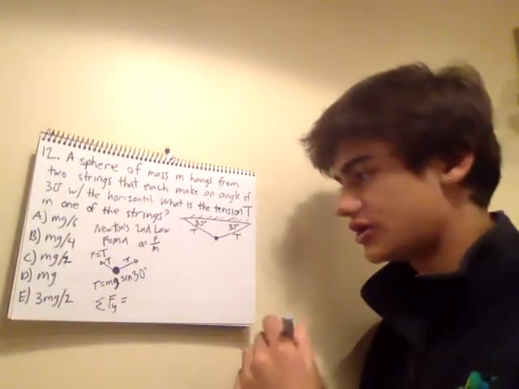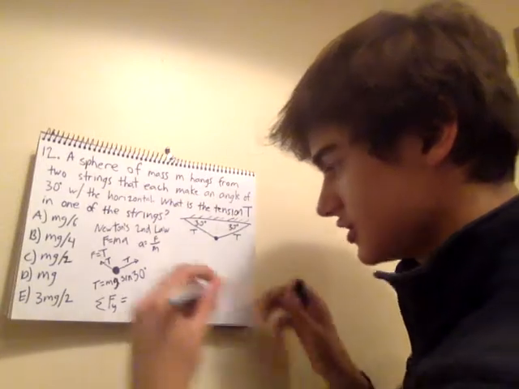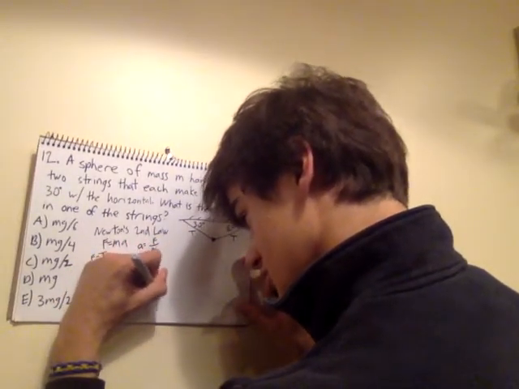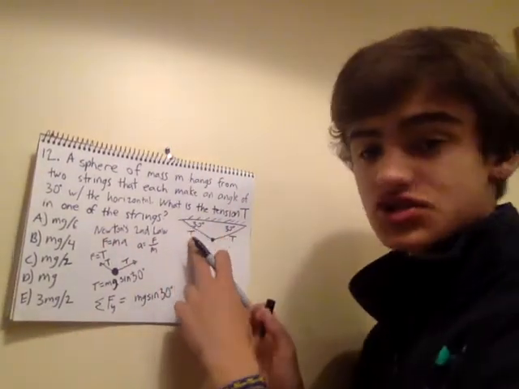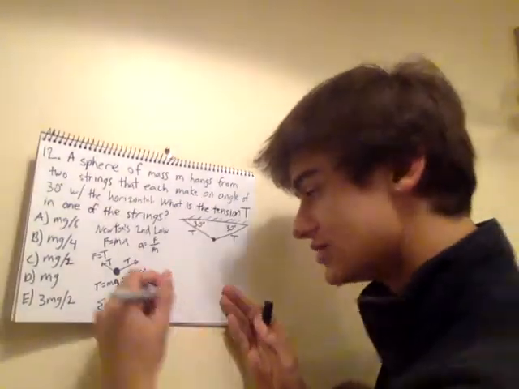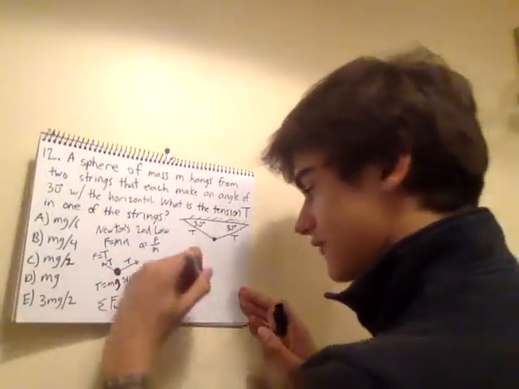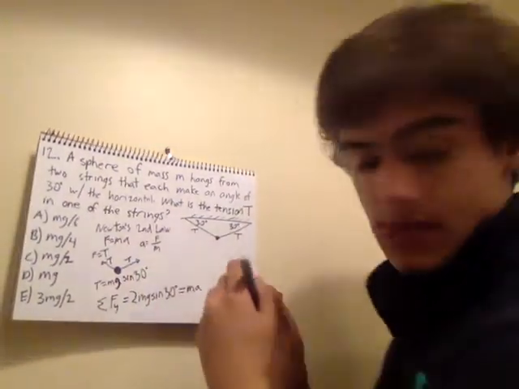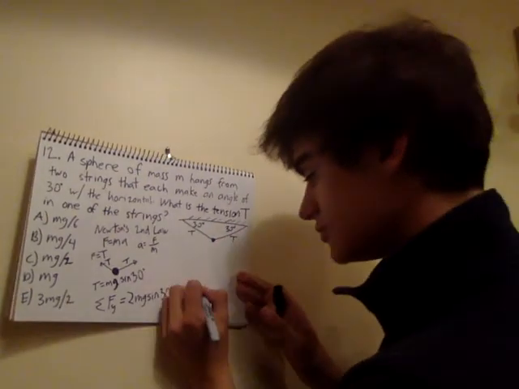So the forces that we have: mg sine theta over here, mg sine theta, which is 30 degrees, and then we have another of these T's over here. So the tension is going to be 2 times mg sine theta. And force is equal to mass times acceleration, so equals ma.